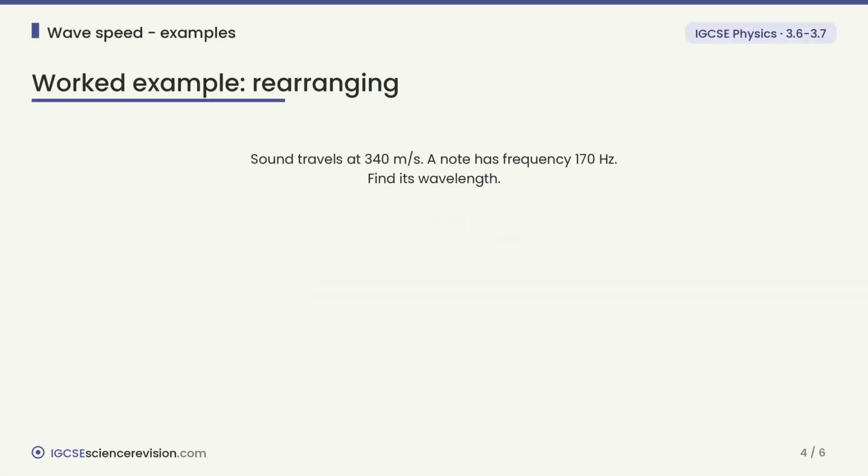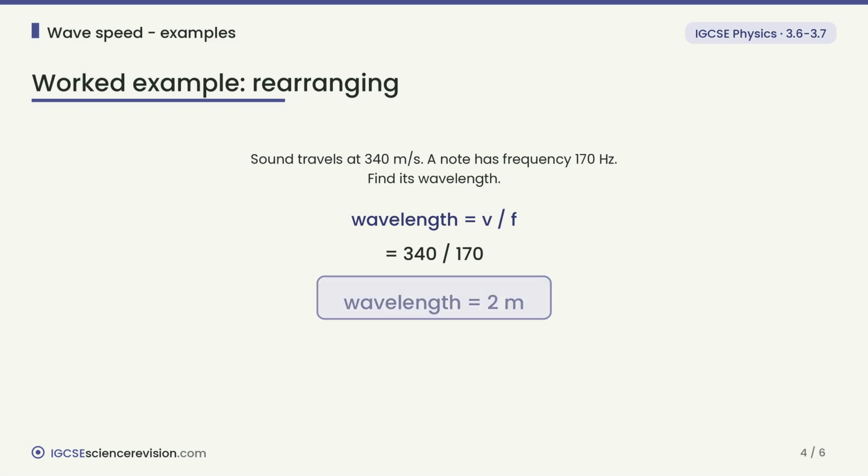Now a rearrangement. Sound travels at 340 meters per second and a note has a frequency of 170 Hz. Find its wavelength. Cover the wavelength in the triangle. It equals v divided by f. Substitute 340 divided by 170. That's 2 meters. Higher pitched notes have shorter wavelengths.